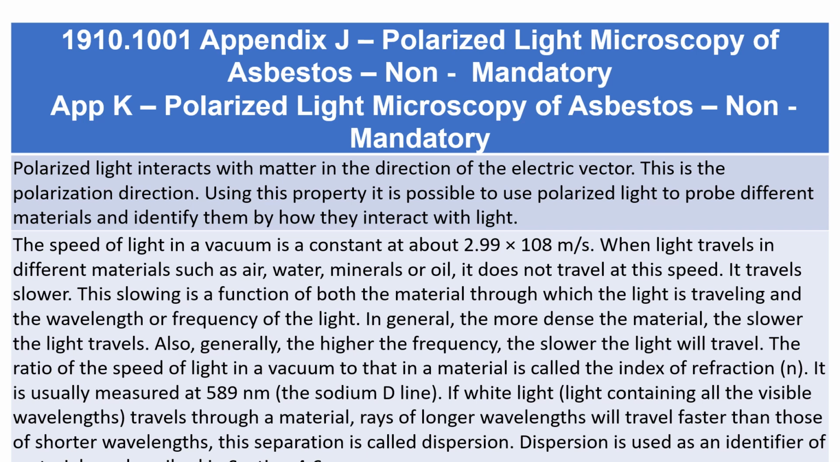If white light, containing all the visible wavelengths, travels through a material, rays of longer wavelengths will travel faster than those of shorter wavelengths. This separation is called dispersion. Dispersion is used as an identifier of materials as described in section 4.6.